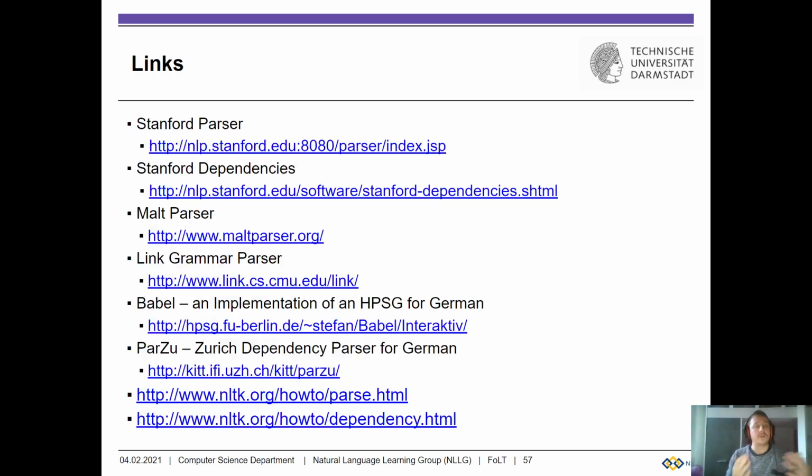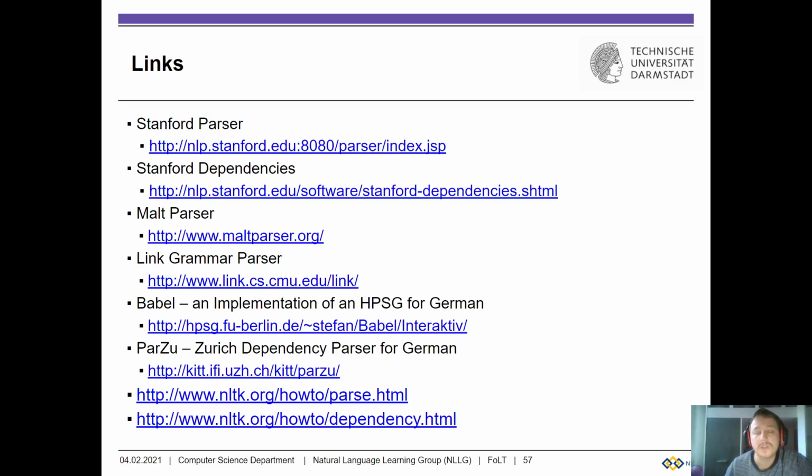Good, here are a couple of links that I will not go much into. The Stanford parser is very popular and it's like a state-of-the-art parser. There's also the Stanford dependency for dependency relationships. There are some older parsers such as the MALT parser, the link grammar parser. Keep in mind that those parsers are not the current state of the art. The current state of the art is based on neural networks.